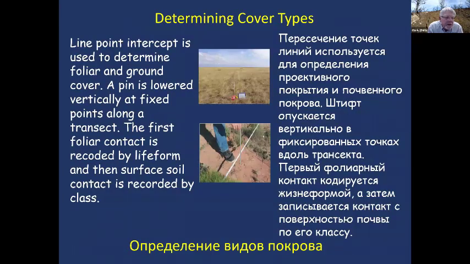We use the line point intercept then to end up with a second way of looking at species abundance. We can analyze that. There are 100 points on each tape. That gives us 200 observations then to look at frequency of plants by cover class. And this becomes important when we get into estimating soil erosion.